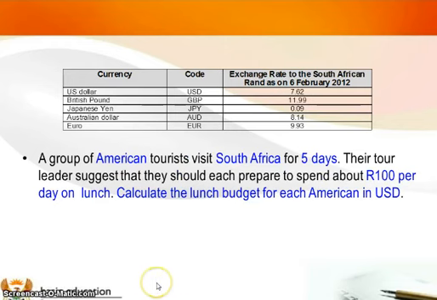In this calculation, they say a group of American tourists visit South Africa for 5 days. Their tour leader suggests that they should each prepare to spend about 100 rand per day on lunch. Calculate the lunch budget for each American in US dollars. I want you to notice something. I've highlighted all the key words or all the important information in blue, and that's exactly what you should do when you read your question paper.